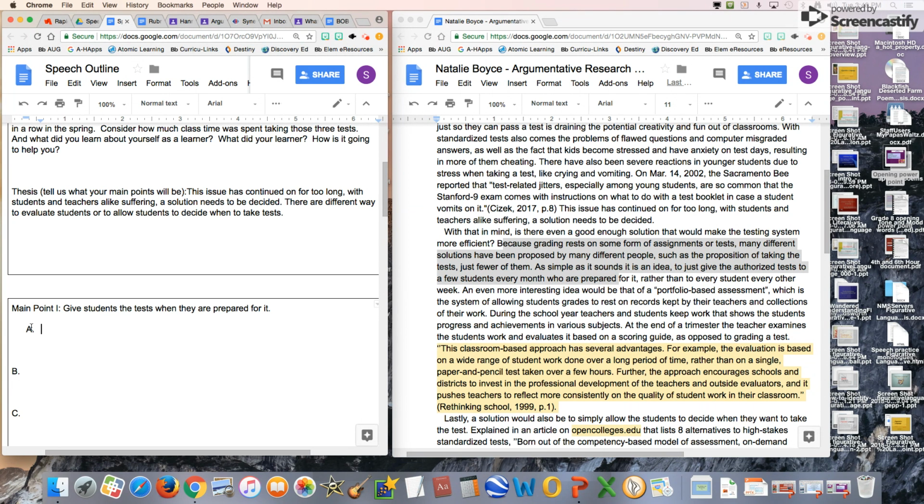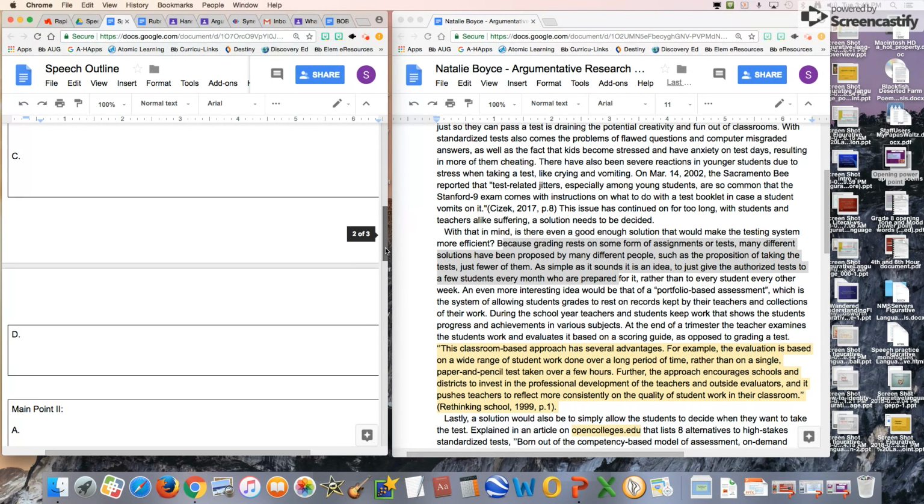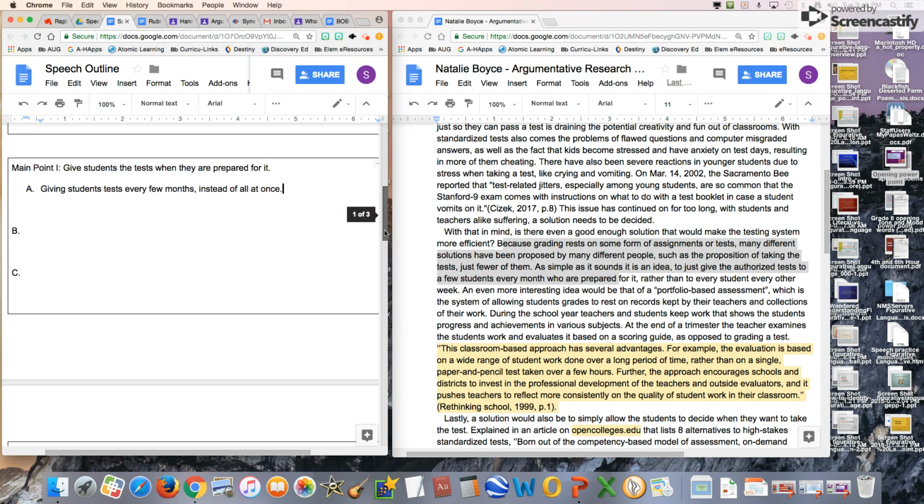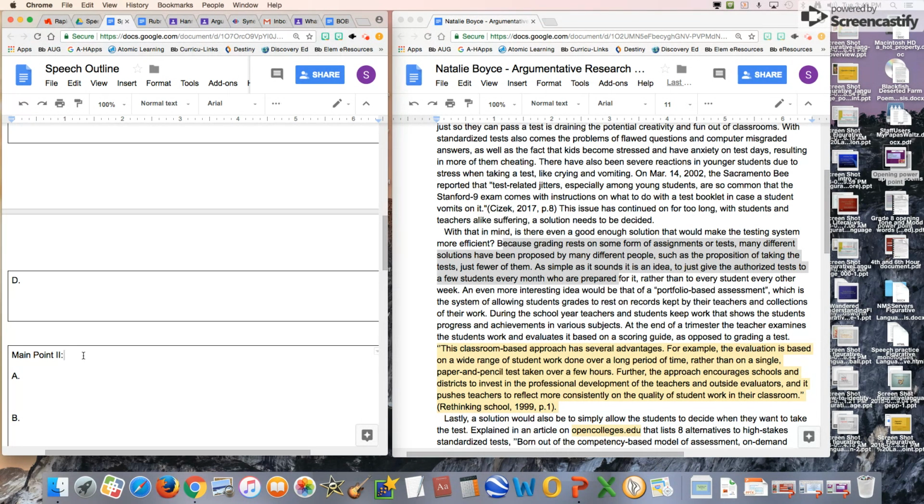This would mean giving students tests every few months instead of all at once. Okay. All right. And that was her idea here. Now her next main point, she can skip down to that. Her next main point was to provide a different kind of system, a portfolio-based assessment. Okay, that's a different way to assess.